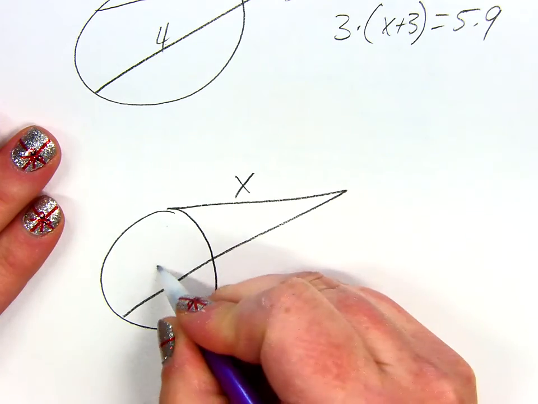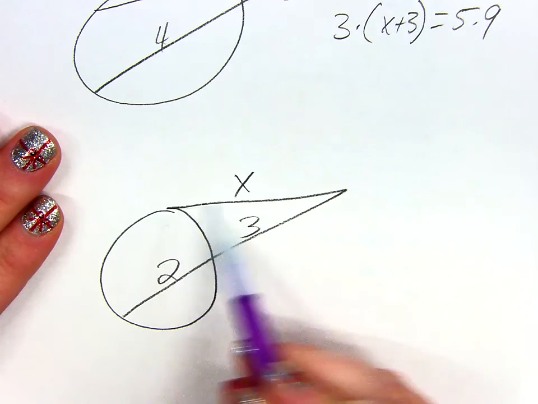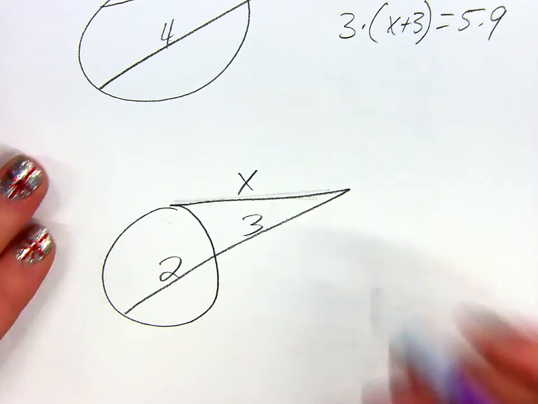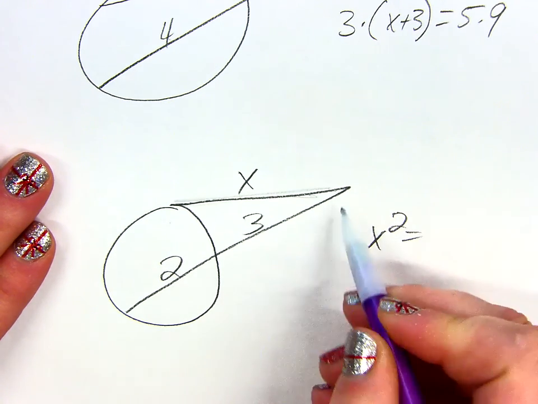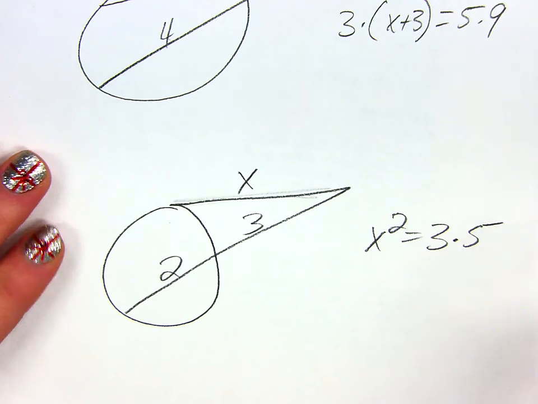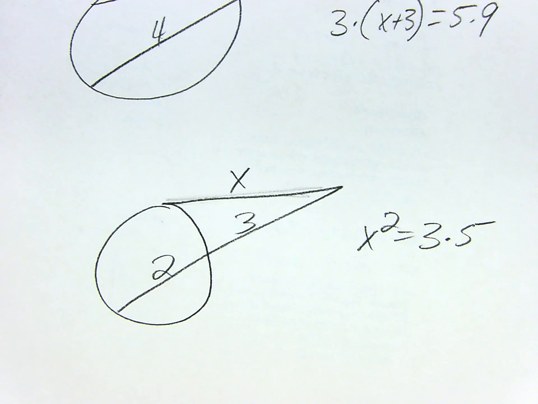It's just that the outside piece times the whole thing for that one happens to be the same. So I get x times x, or x squared, equals the outside piece, 3, times the whole thing, 5. And then just solve. And that's 9-7. Bingo bango.